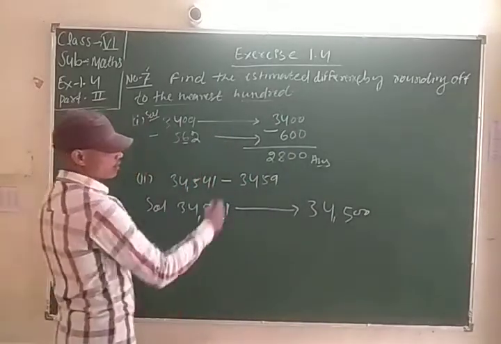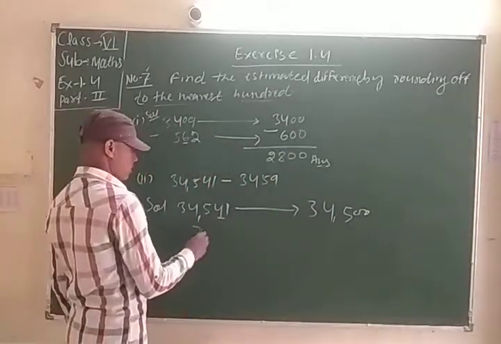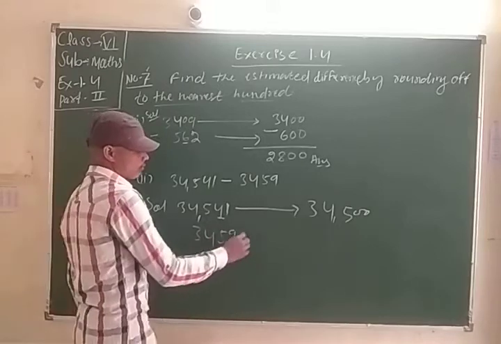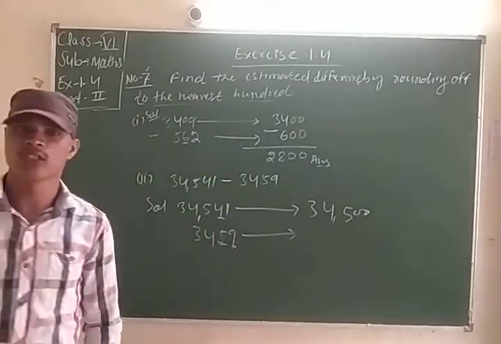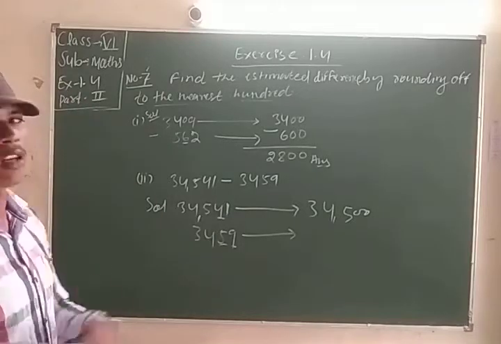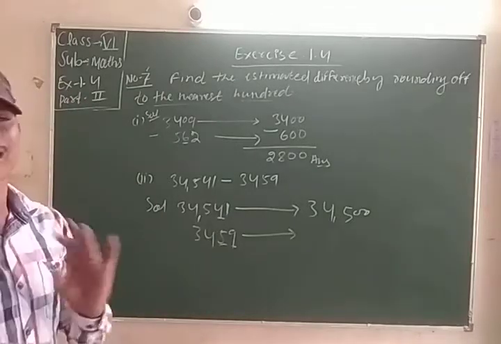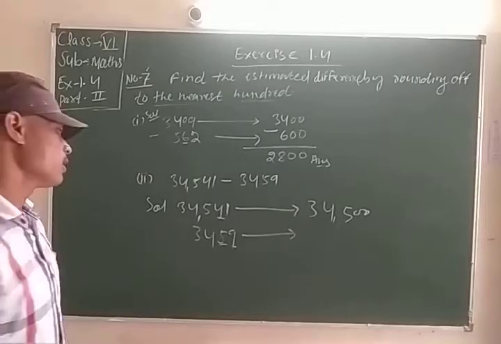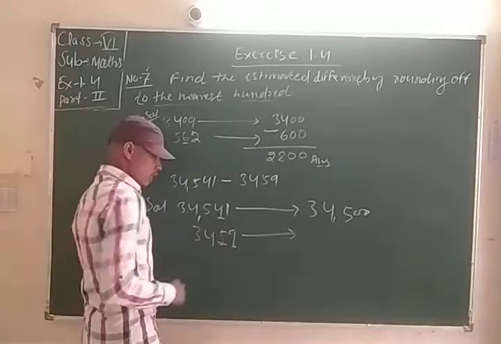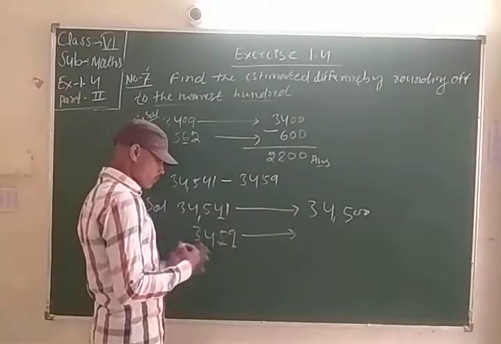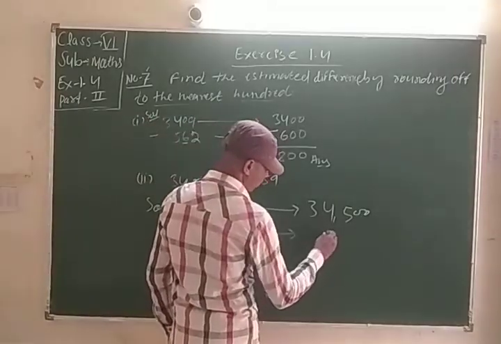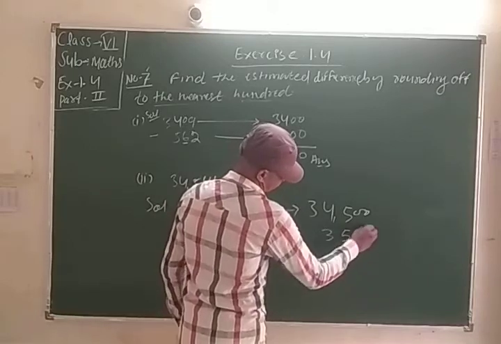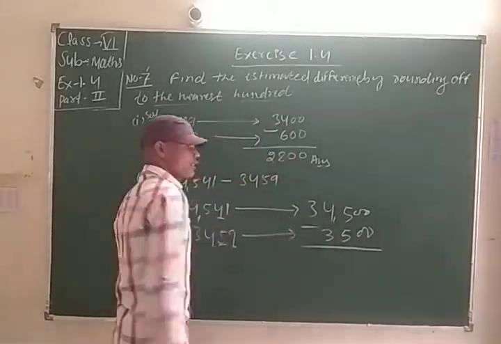Now 3,459. Rounded, see the 1s place and 10s place. The 10s place is 5. When we round to the nearest 100, we compare the 10s place. It is 5 or more, that's why we add 1 in the 100s place. Then 400 is changed into 500, because here it is more than 5. So it should be rounded to 3,500.